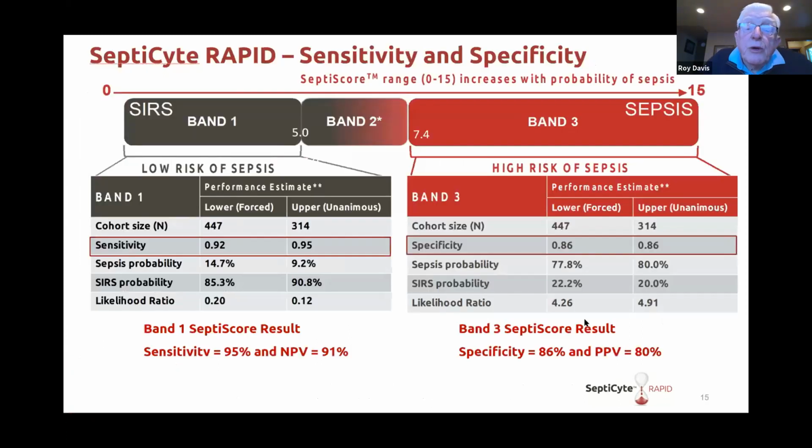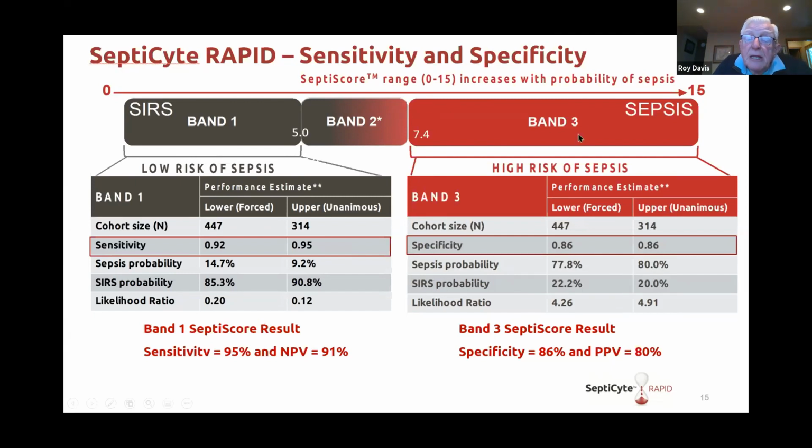Septicite Rapid is reported as a score, and under that score are 3 bands. There are 3 bands associated with this process with a SIRS sepsis differentiation. Band 1 is a low risk of sepsis band. This group was evaluated using both the forced diagnosis and the unanimous diagnosis and resulted in a sensitivity of 95% and a negative predictive value of 91%. So this group has a low risk of having sepsis.